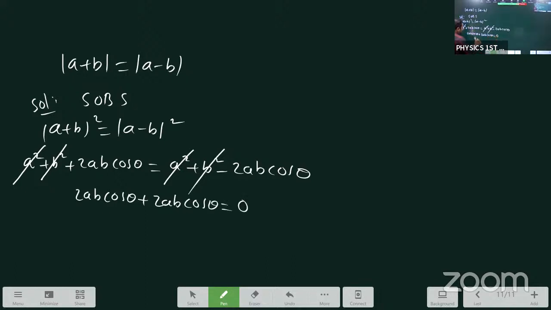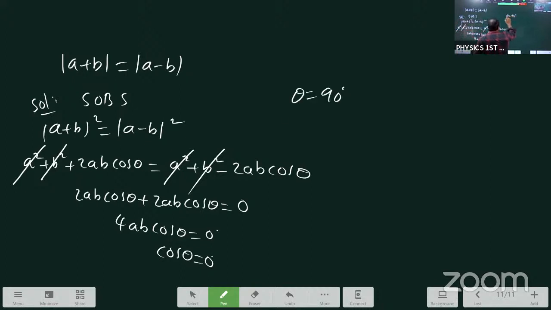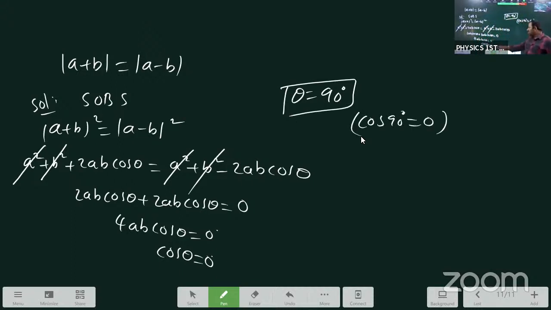Moving the minus term to the left side, 2ab cos theta plus 2ab cos theta equals 0, so 4ab cos theta equals 0, so cos theta equals 0. Don't think of it as 0 degrees. Cos theta equals 0 means theta equals 90 degrees, because cos 90 equals 0. For which angle can we get cos equal to 0? 90. So the angle between a and b is 90 degrees.